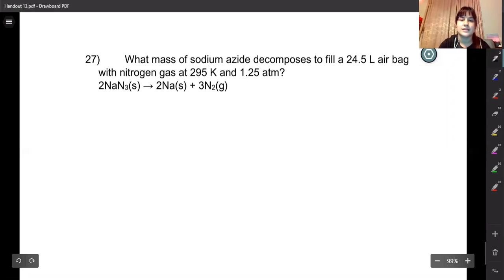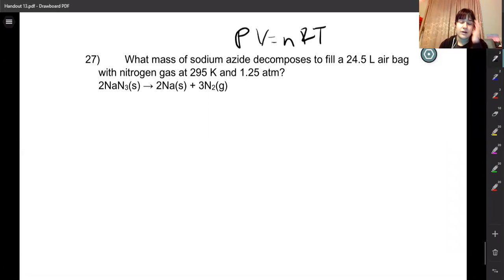This is working with the ideal gas law equation. So that's PV equals nRT. So number 27 on my handout 13 says, what mass of sodium azide decomposes to fill a 24.5 liter airbag with nitrogen gas at 295 Kelvin and 1.25 atmospheres?